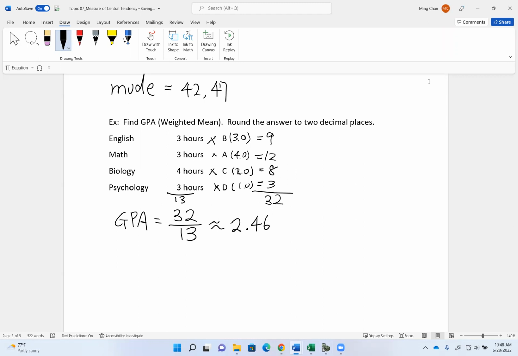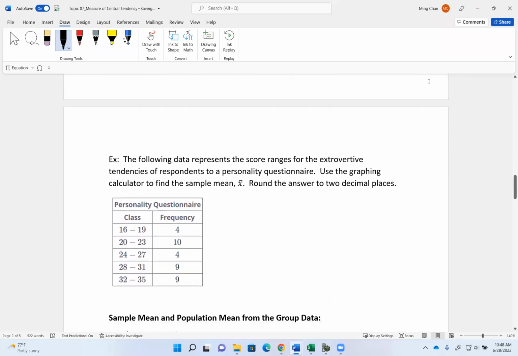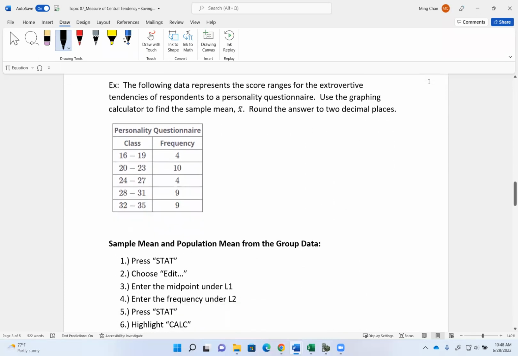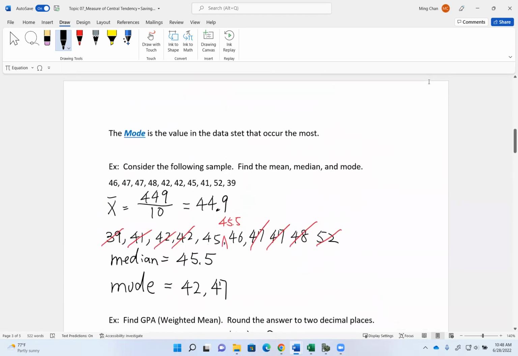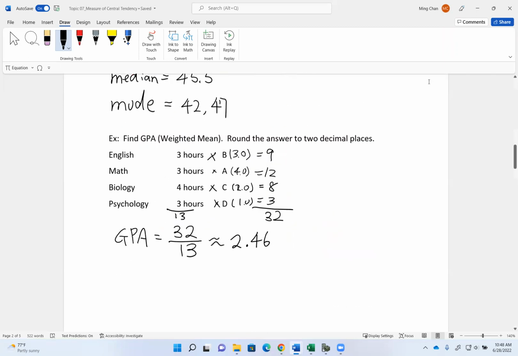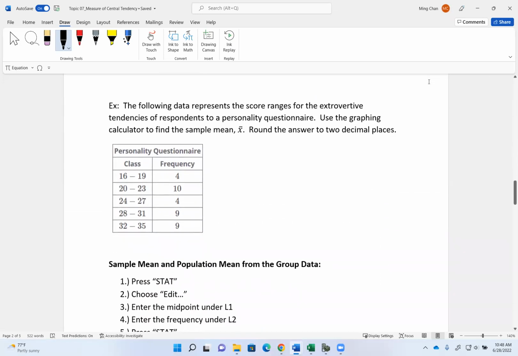All right, I'm going to show you how to find the mean in grouped data. The example I have done so far, when I gave you this example, 46, 47, 47, this is called raw data because you can actually see the individual data values. When you cannot see the individual data values, this is considered grouped data. The following data represent the score ranges for the extrovert tendencies of respondents to a personality questionnaire. Use a graphing calculator to find the sample mean x bar. I want you to find x bar, rounding the answer to 2 decimal places if needed.